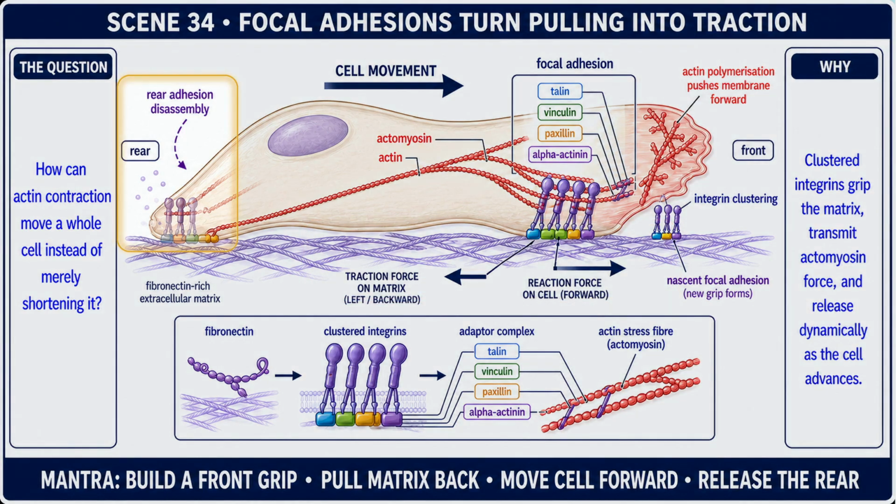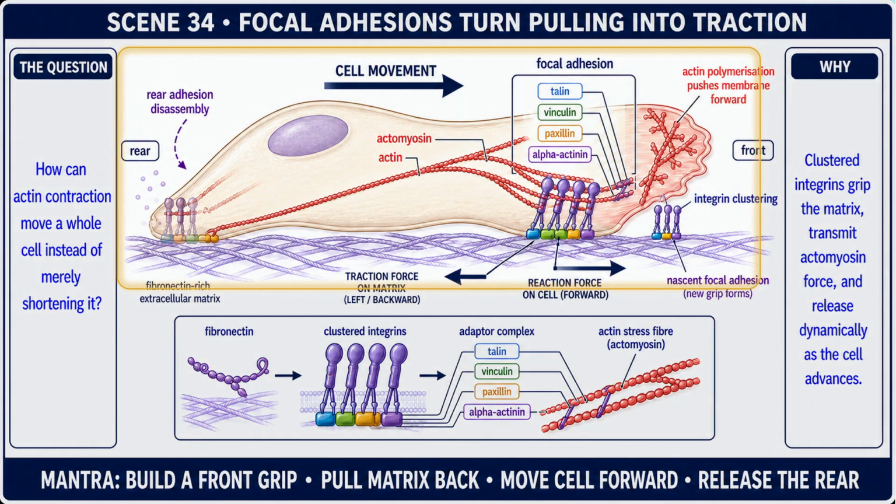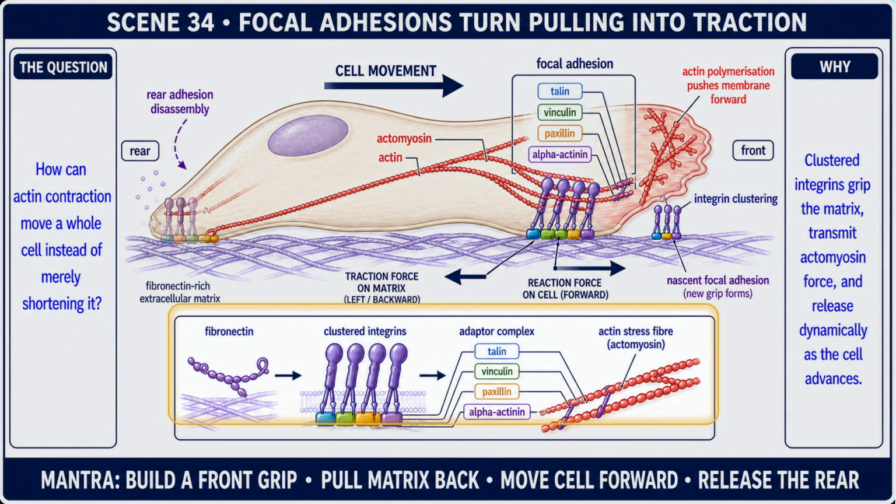The front grip alone is not enough. Older adhesions at the rear must disassemble. If the rear remained permanently locked, contraction would stretch the cell between two fixed points instead of allowing productive advance. Cell migration is therefore a repeating mechanical cycle. Polymerize actin and extend the front, build a new grip, transmit actomyosin force, move the cell forward, then release the rear. Focal adhesions turn internal pulling into traction against the outside world.